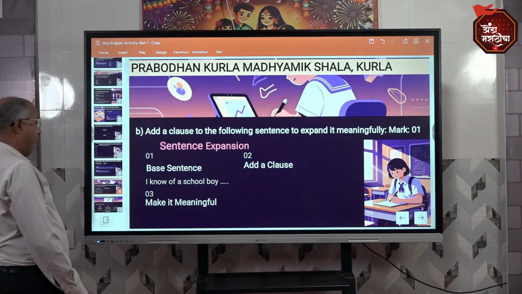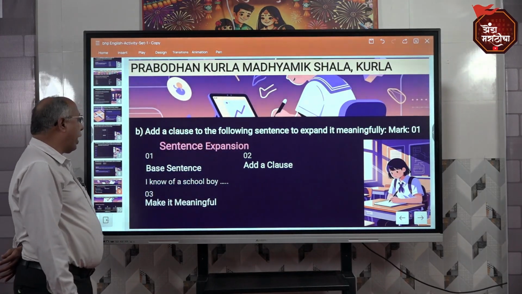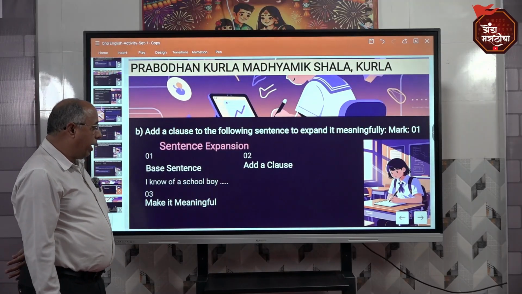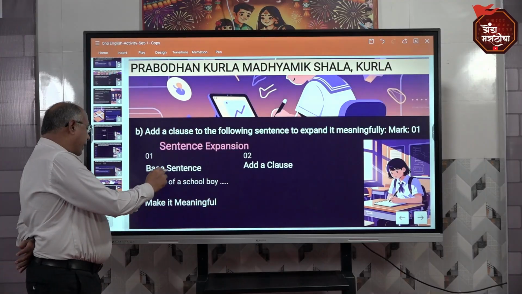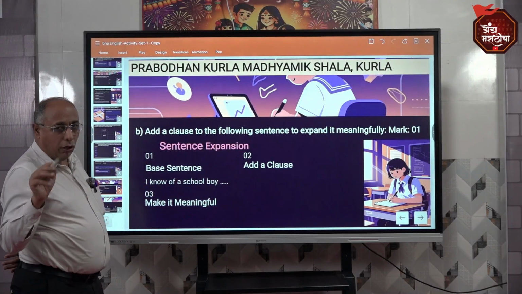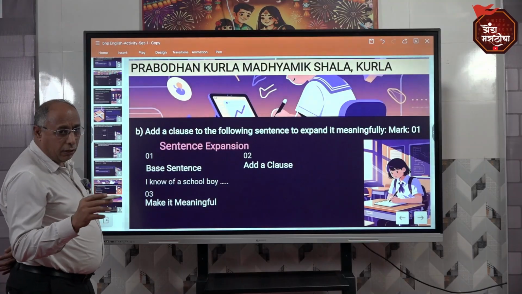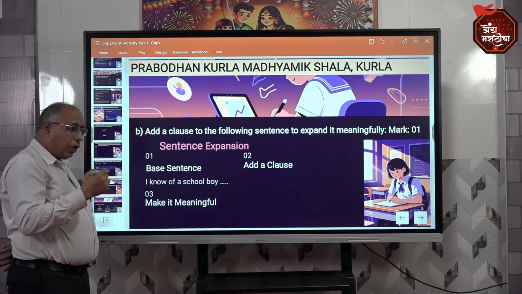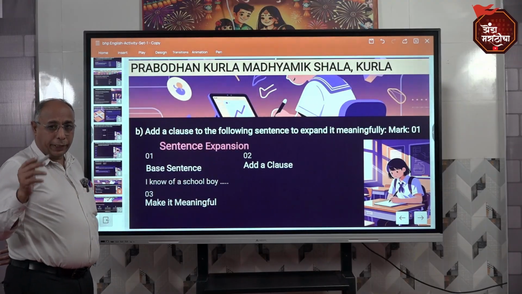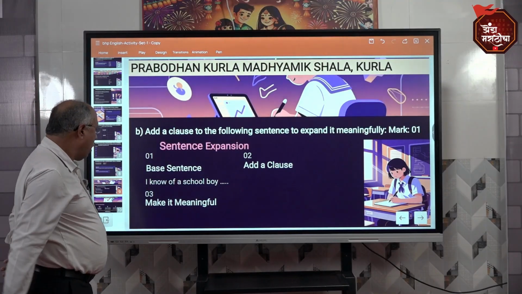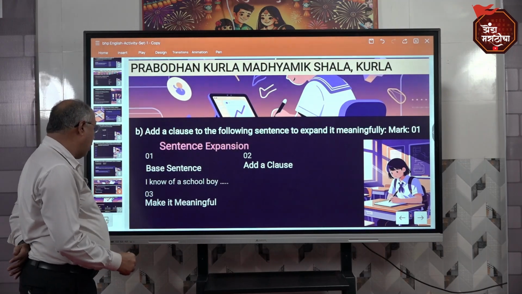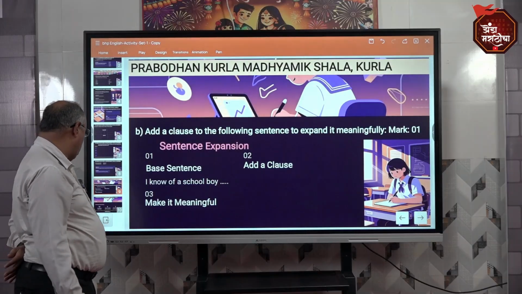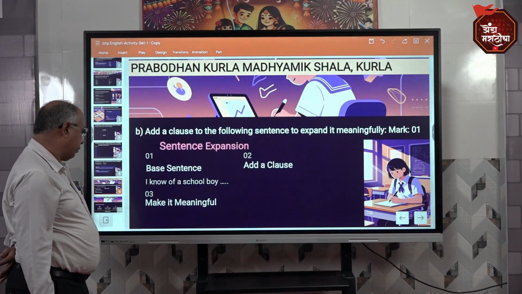B. This activity is a very good activity. Add a clause to the following sentence to expand it meaningfully. Mark 1. The best sentence will be given and you will have to add a clause. We have studied the clauses, main clause and subordinate clause. So one of the clauses will be given and another clause is expected from the student to complete the sentence. Right now, the given sentence is: I know of a schoolboy.